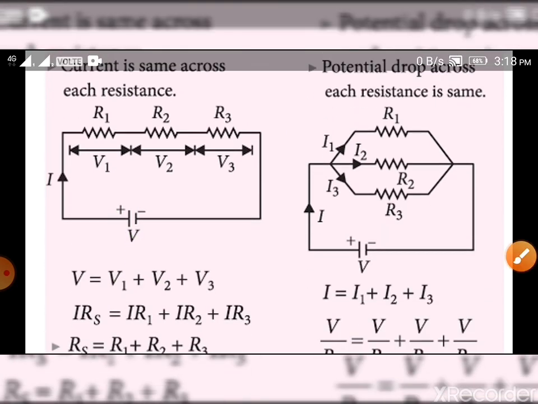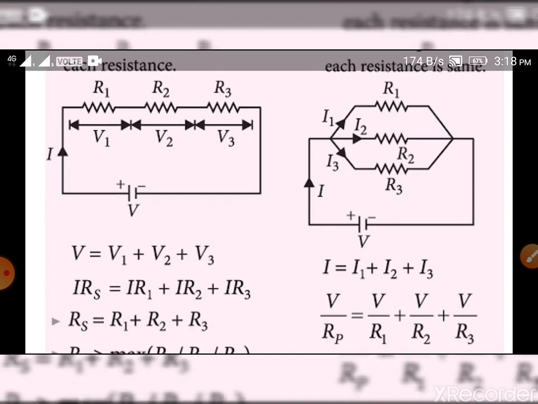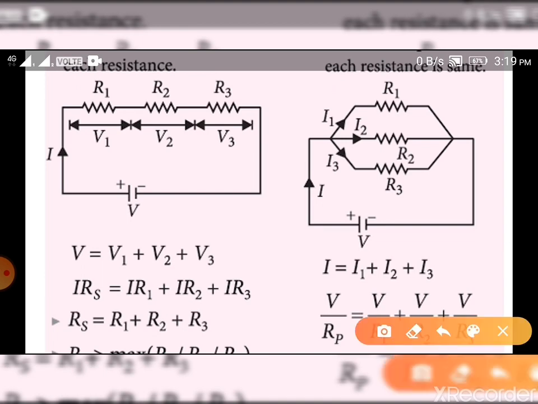Here we can write V equal to V1 plus V2 plus V3, but I is the same through all three resistors. For the total circuit, we can also write V equal to I into RS, where RS is the total resistance due to the series combination. Now V1 equals I R1; I is the same, but R is different. So V1 across R1 equals I R1, V2 equals I R2, and V3 equals I R3.